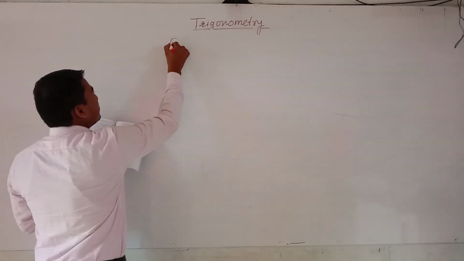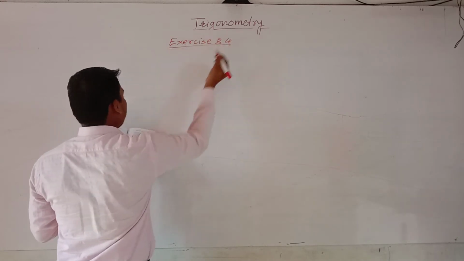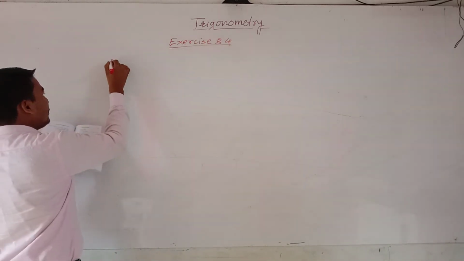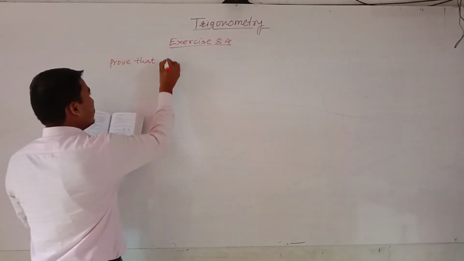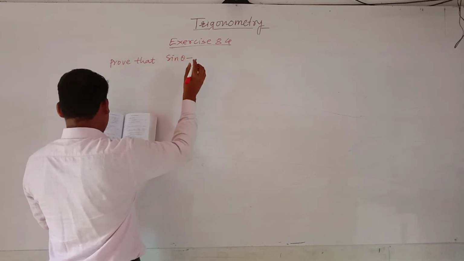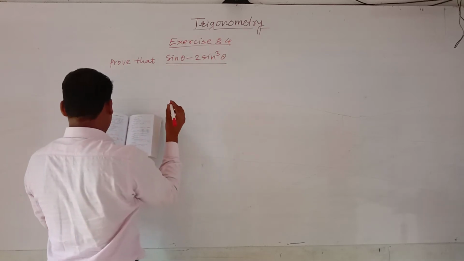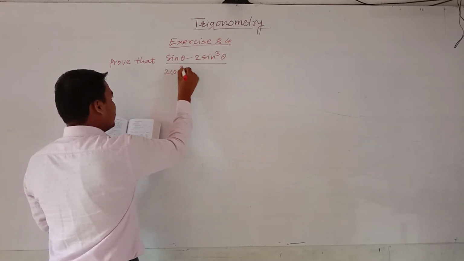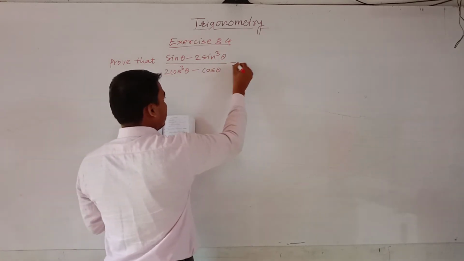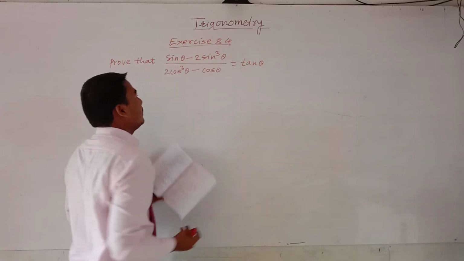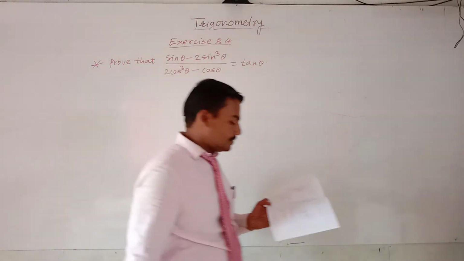From your exercise 8.4, prove that (sin theta minus 2 sin cube theta) upon (2 cos cube theta minus cos theta) is equal to tan theta. Okay, very important numerical. We have to show that.